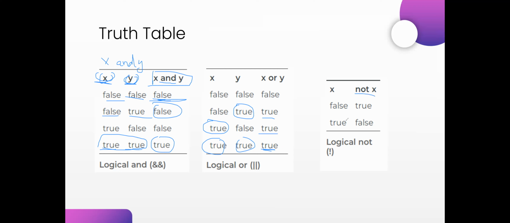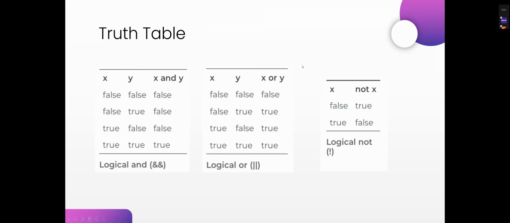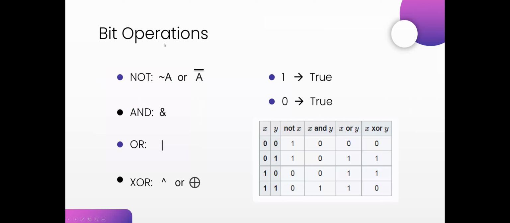And the not is very simple, just the reverse. If it is false, reverse to true. If it is true, I'm going to reverse to false. So these are called the logical operators, okay? If you're familiar with any programming language, I'm pretty sure you will see this all the time. So now let's go to the bit operations.